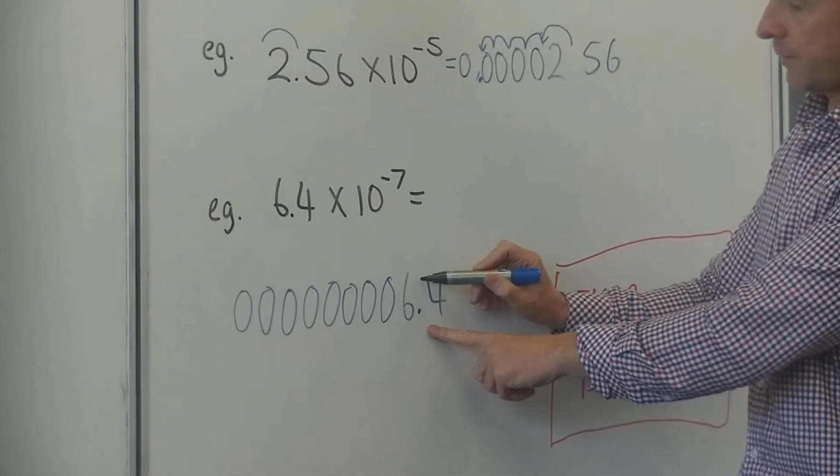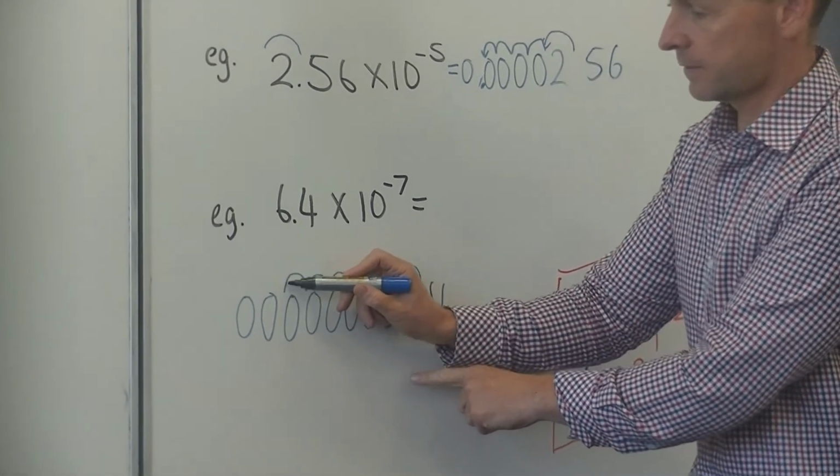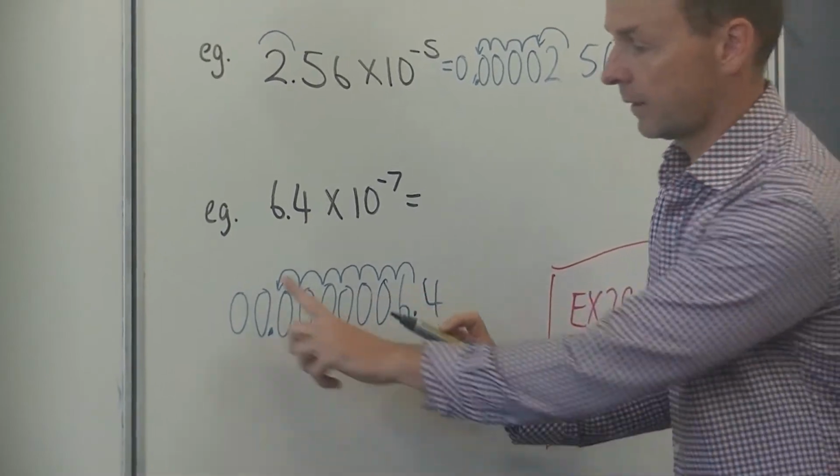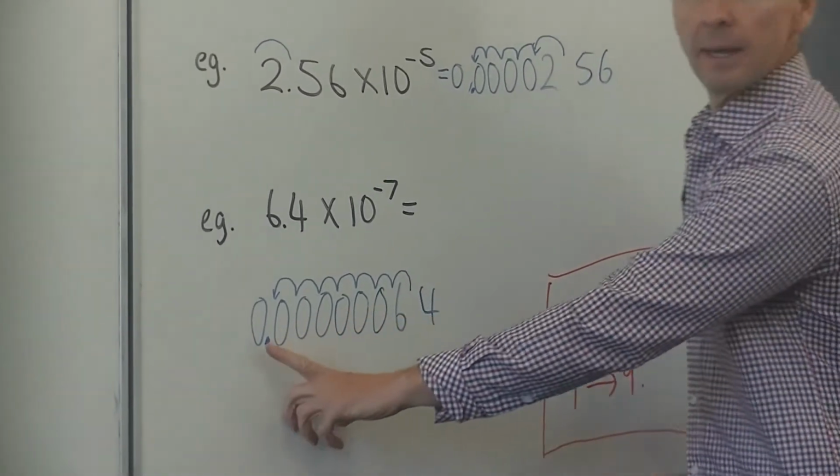So we're going to move 7 spots to the left. 1, 2, 3, 4, 5, 6, 7. And there's our decimal point. Get rid of that 0 that we didn't need. And get rid of that one there. So our number is 0.00256.